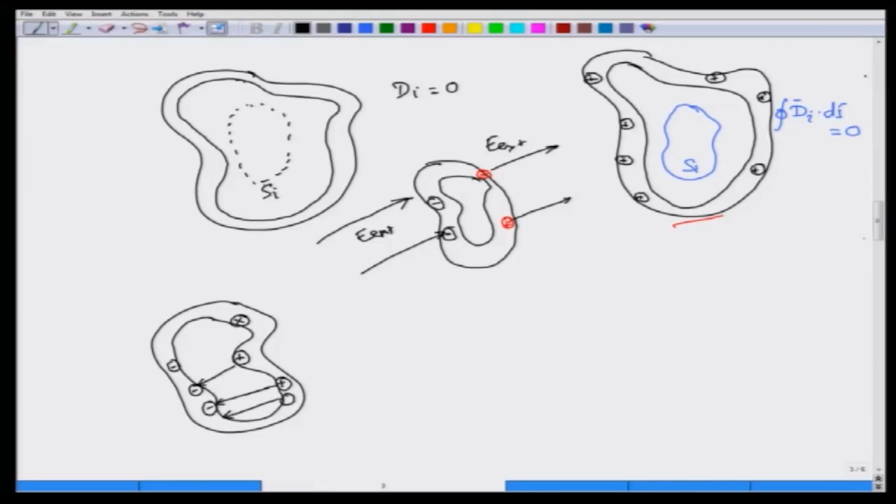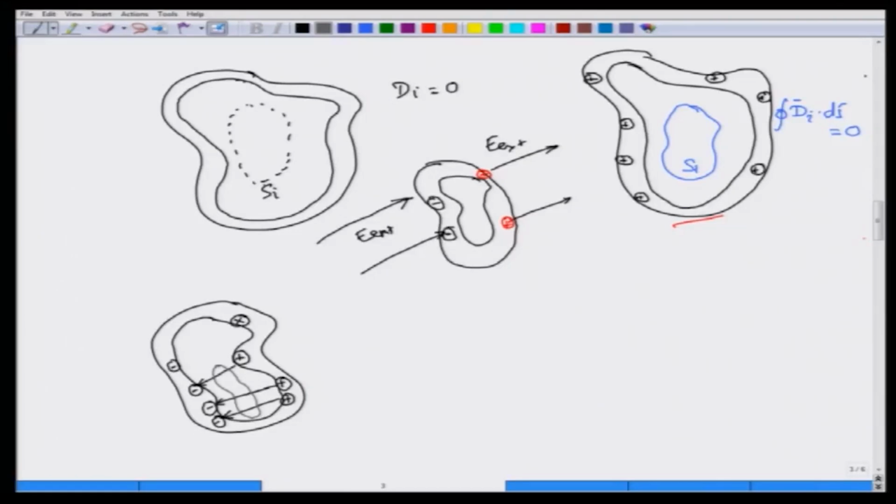Correct. So, there would be some electric fields that are coming from positive to negative charge. Now, if you were to take a Gaussian surface, let us say this is my Gaussian surface, clearly the integral of D dot dS will be equal to 0, but there is a D field inside here. Can this happen? Turns out that this cannot happen.